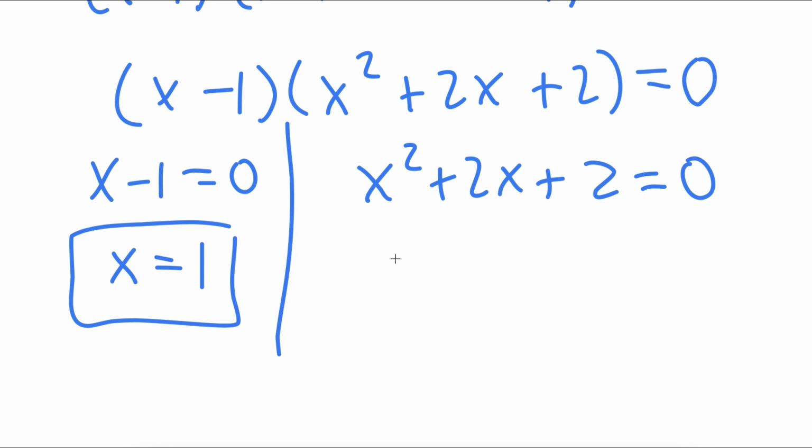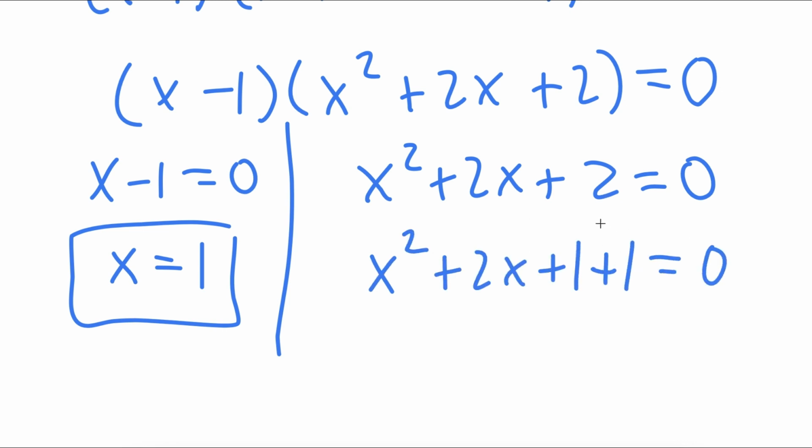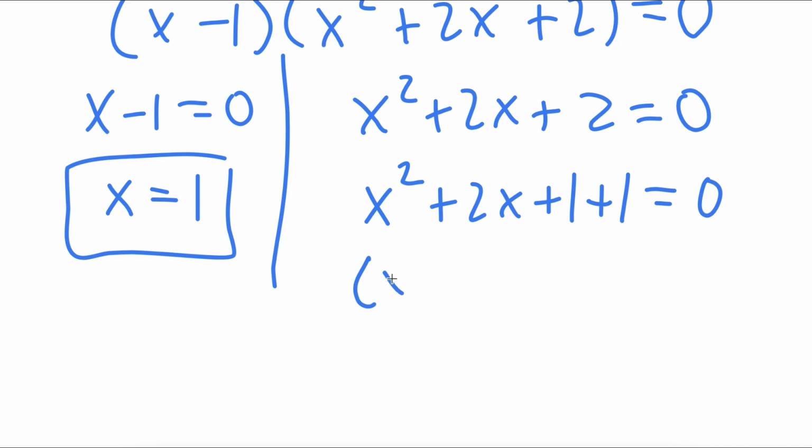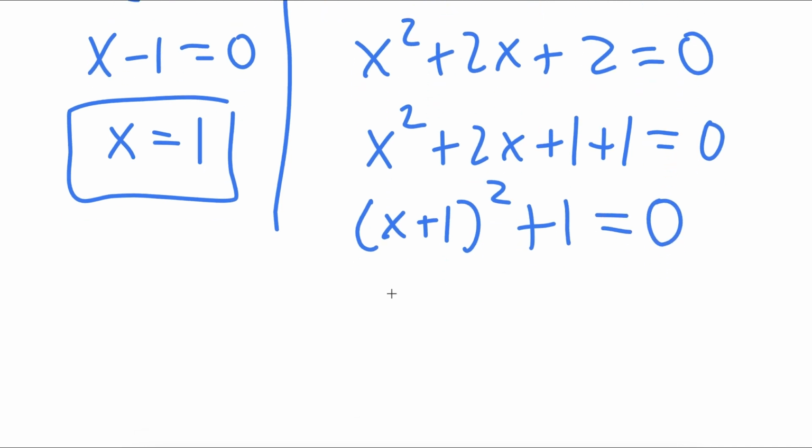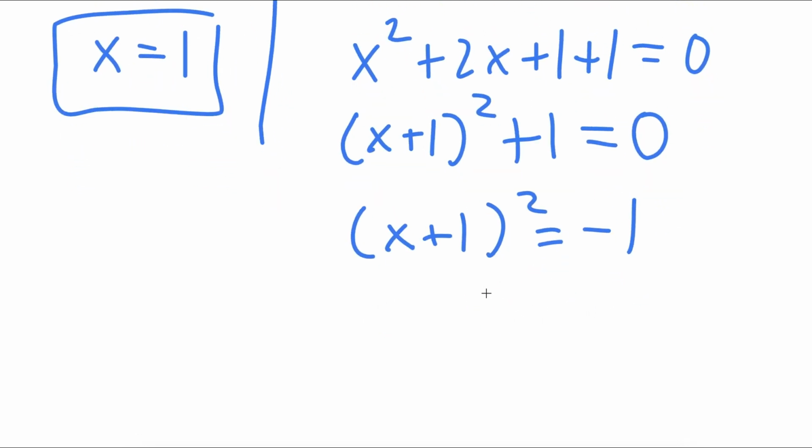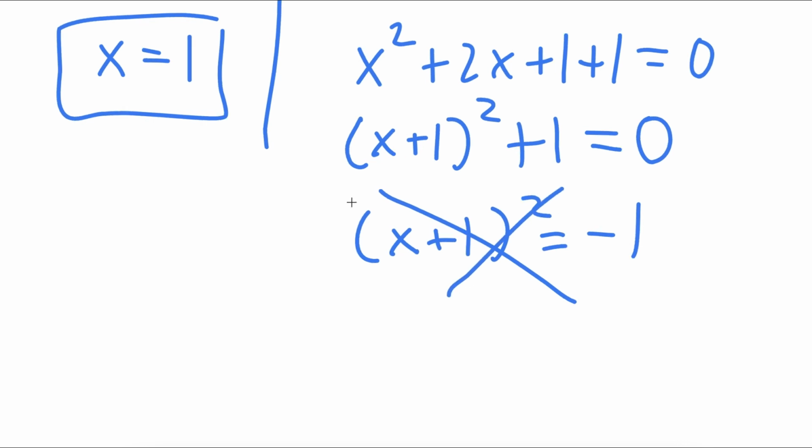And for x squared plus 2x plus 2 equals 0, I'm going to rewrite 2 as 1 plus 1. So now x squared plus 2x plus 1, that's the same thing as x plus 1 squared. So I have x plus 1 squared plus 1 is equal to 0, meaning x plus 1 squared is equal to negative 1. And you can't square something, or you can't take the power of something and make it equal to a negative number. You can't take the power of a positive number and make it equal to a negative number, meaning this is wrong. So my only solution for x is 1.